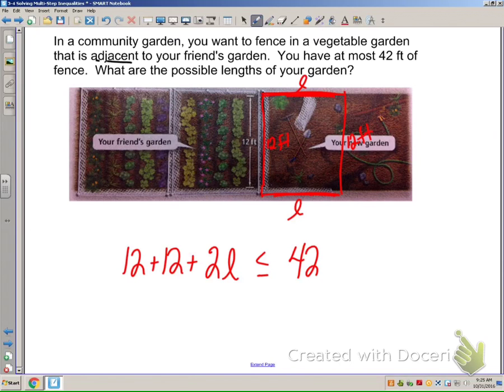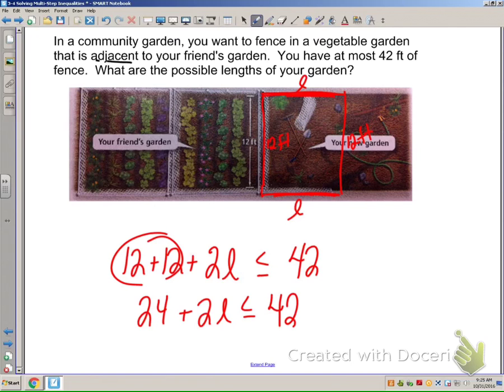So I can go ahead and combine my like terms here. 12 plus 12 is 24. So 24 plus 2L has to be less than or equal to 42. So at this point, I want to subtract 24 from both sides. 42 minus 24 is, let's see here, that would be 18, I believe. So 2L must be less than or equal to 18.